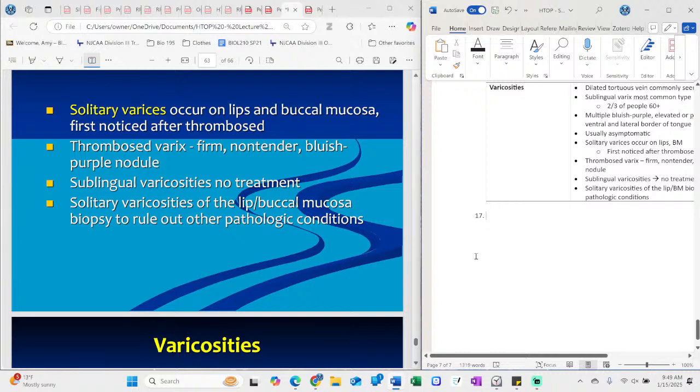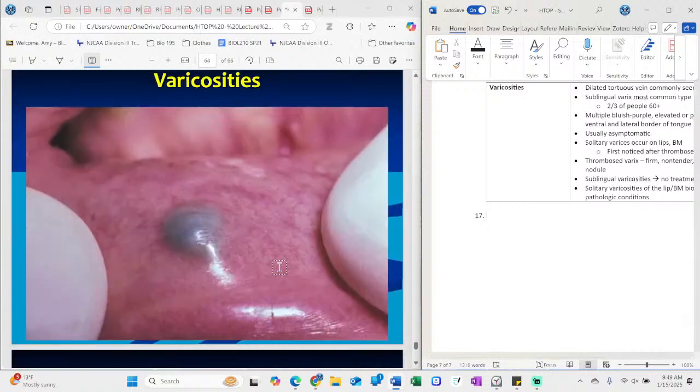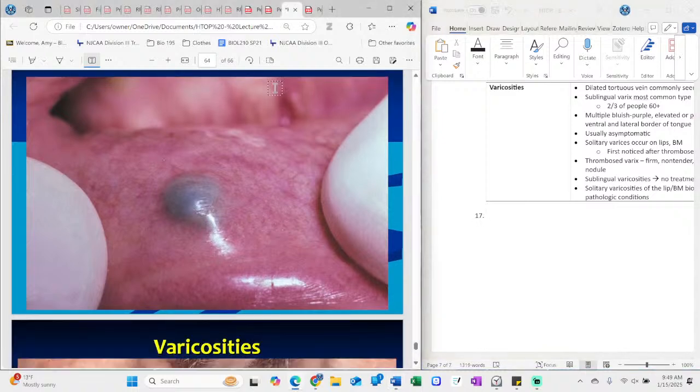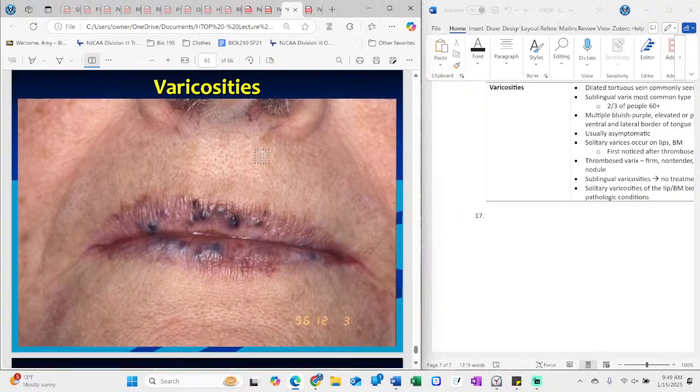Removal is also done to rule out other conditions. This is an example of a solitary varix on the lower lip. These are multiple varices on both the upper and the lower lip in an old patient.